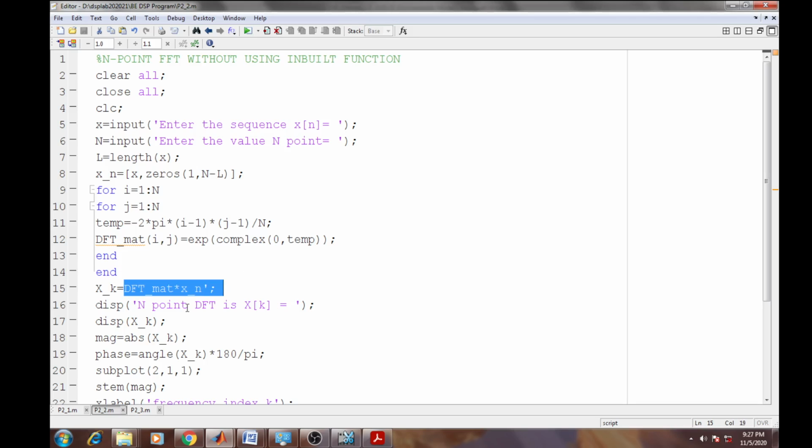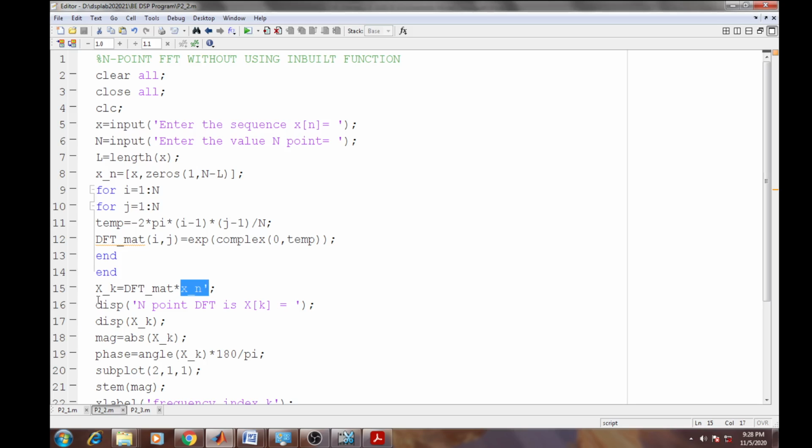Here this x of n is a transpose, right? So it is written as x_n with a single quote. That single quote defines that we are going to transpose that value. So that transposed value gets multiplied with the matrix, and then you will get the x of k sequence, right? This style is adopted here.